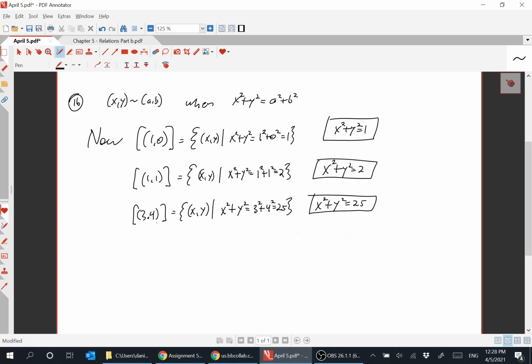No proof necessary for what those equivalence classes are. Just draw them and show me the integer points. Draw the circle, the whole circle, but then put the integer points on that circle. So for 1, 0, it'd be like label the points 1, 0, 0, 1. Yeah, those are two of them. There's a few more. Negative 1, 0, 0, negative 1.